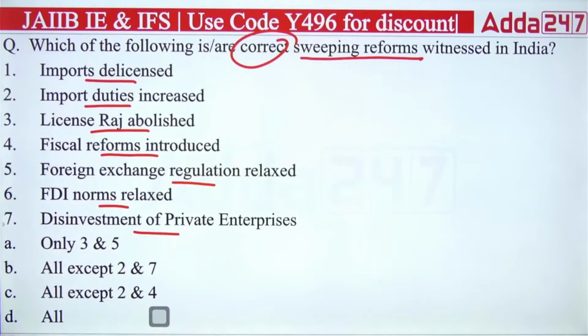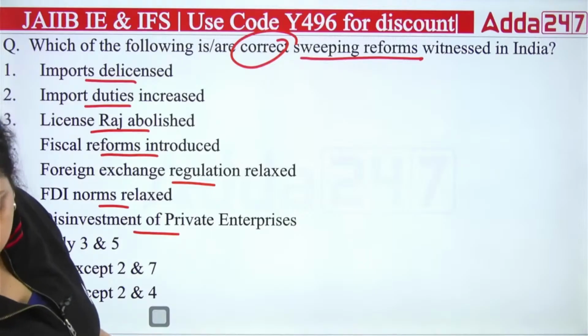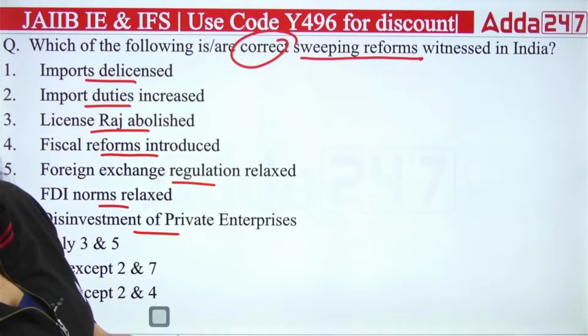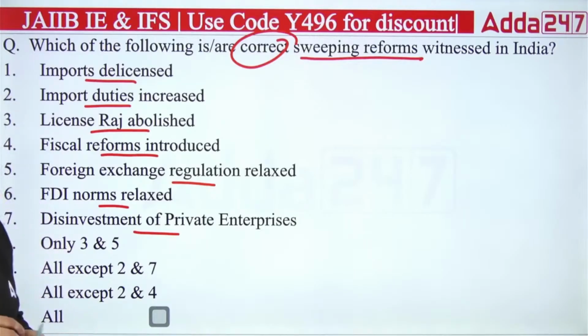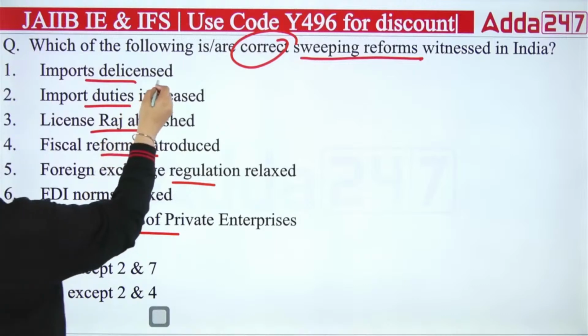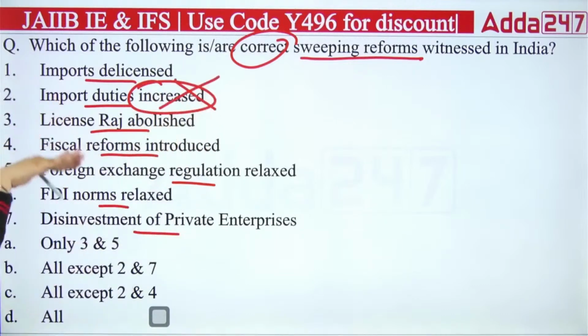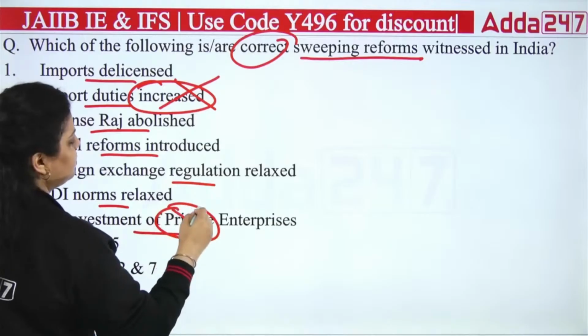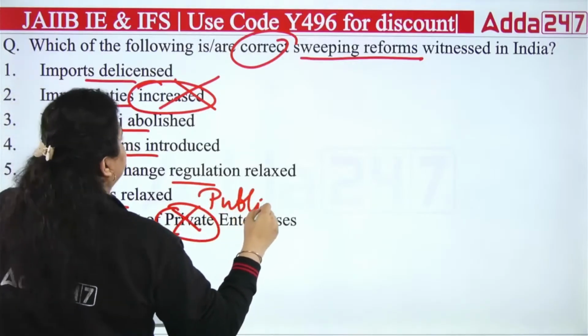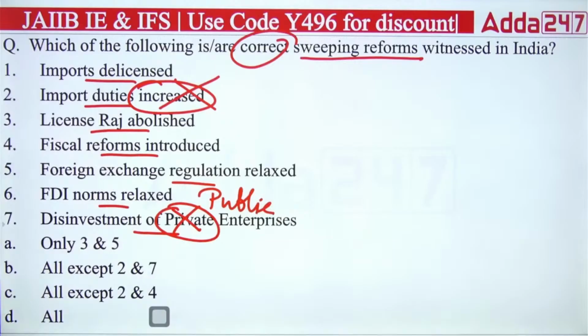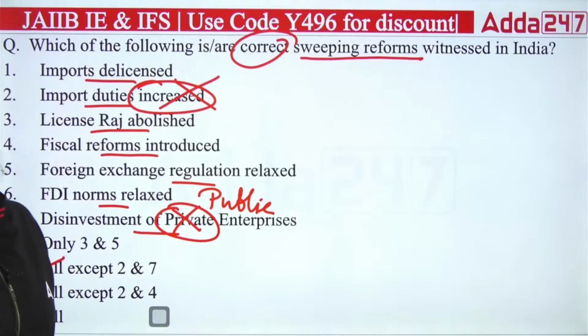Okay. D, everyone is saying. All of the above are correct in case of sweeping reform? No. Import duties have not been increased. They have been decreased. Next, disinvestment in the private sector has not been done. It was done in the public sector. The second and the seventh are wrong. All the others are correct. So right answer is B. All except second and seventh. Okay, right answer will be B.